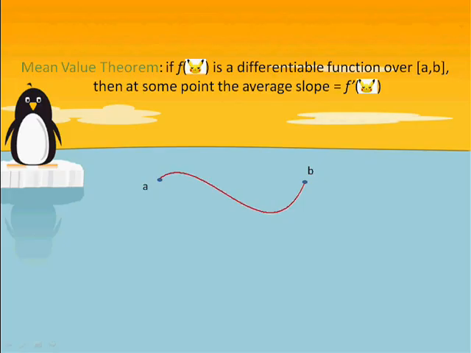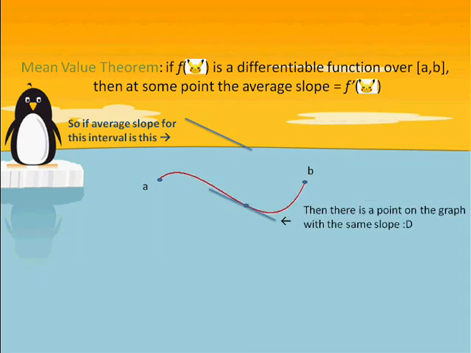If f of x is a differentiable function over a to b, then at some point the average slope will be f prime of c. So if the average slope for this interval is this line right here, then at some point on the graph, a point will have the same slope.